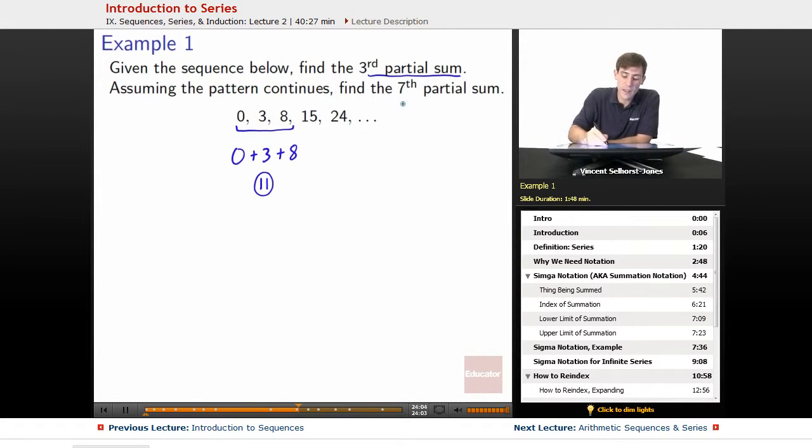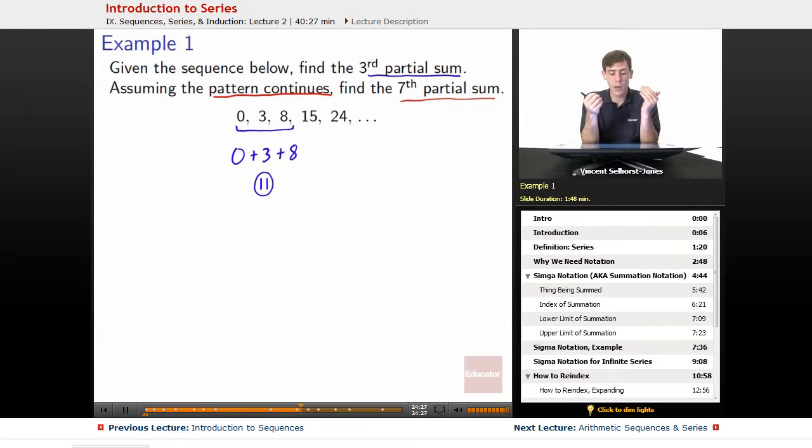Next one, if we're looking for the seventh partial sum, well, so far we only have 0, 3, 8, 15, 24, so we're going to have to figure out what the pattern continues on to. So our first step is to figure out how this pattern works. We look at this through addition, 0 to 3, 3 to 8, 8 to 15. Well, the addition's changing each time, so we could think in terms of some recursive relationship. That's not really going to make it easier. Multiplication? Multiplication doesn't really work either.